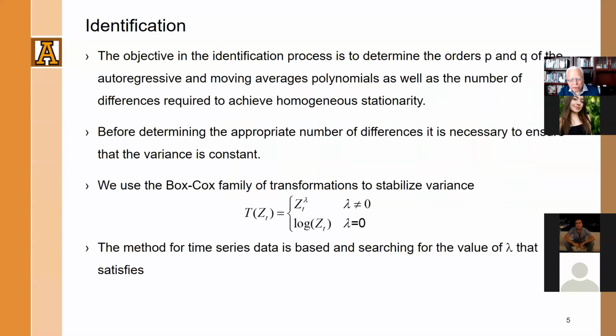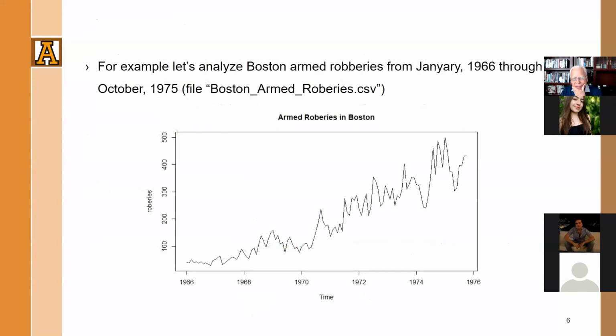Now the transformation, as you can see here, is z_t to the lambda. So for the lambda that we select, it is z to the lambda for lambda different from 0. And if the lambda that makes the variance constant is equal to 0, then the transformation is the logarithm, the natural log of the original series. Okay. Now let's look at this Boston armed robberies series.